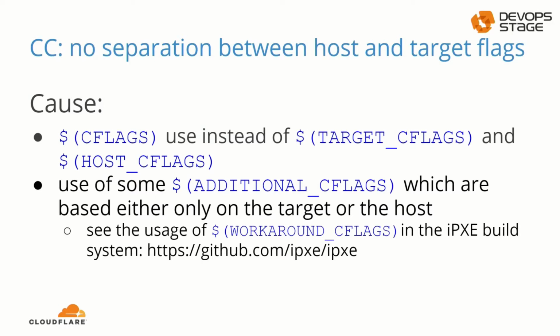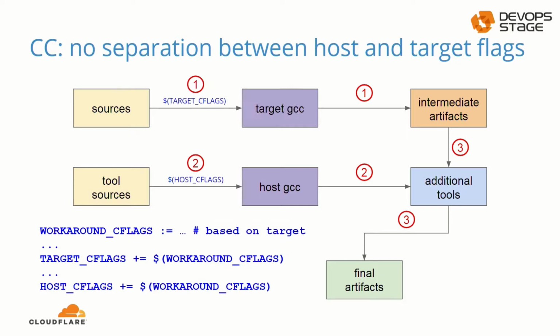In our case, we tried to build iPXE. The iPXE build system actually supports cross-compilation from the start, but it never worked for us. It was broken because they have this separation, but they use additional common C flags, which were only based on the target host. So this is the example from iPXE, this is how their build system was set up, and that's why it didn't work for us.